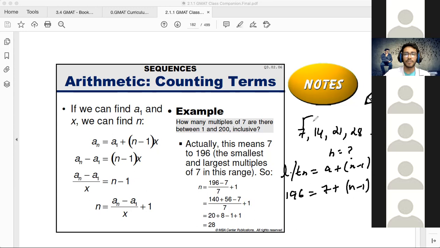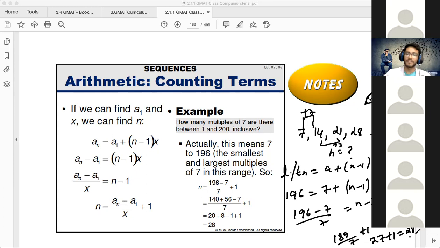Why? Because each number differs by 7. So (196 minus 7) by 7 equals N minus 1. So how much is this? 196 minus 7 is 189. By 7, plus 1, equals N. 7 times 7 is 49, 189 by 7 is 27, plus 1, so 28 is my answer.